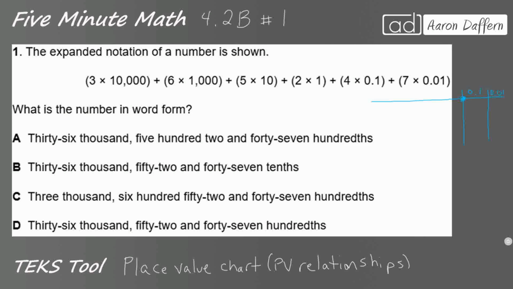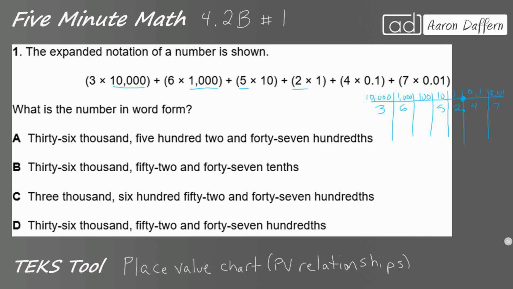So it goes down to the hundredths place, and it looks like my largest is going to be the 10,000s. Right, so I'm going to need my ones, tens, hundreds, I need my thousands, and then my 10,000s. All right, so what I could do now is build this number in my place value chart. So I've got a 3 in the 10,000s place, a 6 in the thousands place, 5 in the tens place, 2 in the ones. Got my decimal. And then a 4 in the tenths, 7 in the hundredths.